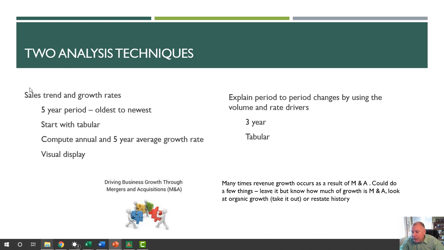So the first thing we have right here is this sales growth, 5-year period, oldest to newest. Start with tabular, compute annual and 5-year average growth rate, visual display. Once we do this, then as we move forward to forecasting and then valuation, we're going to use this data. And then we're going to explain period to period using the rate and volume. We need to be very much aware of acquisitions and make a decision of how to handle it. Is there a right or wrong way on this? No. You just need to be very clear what it is.